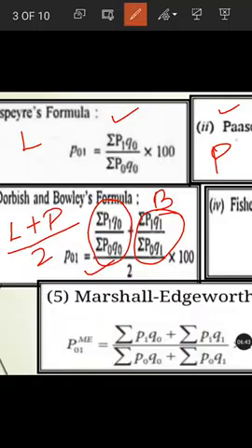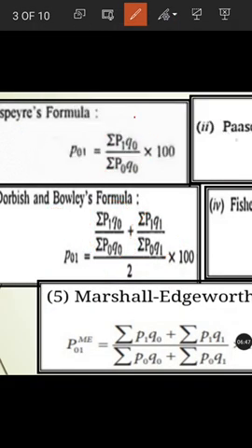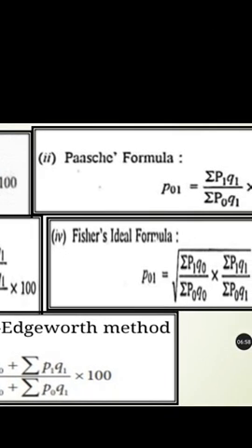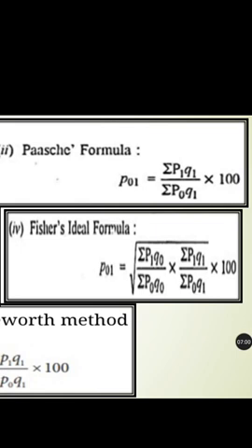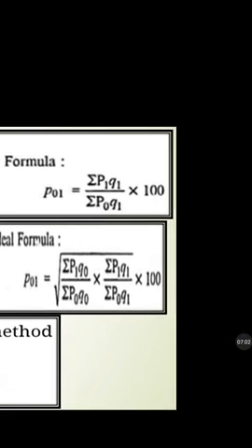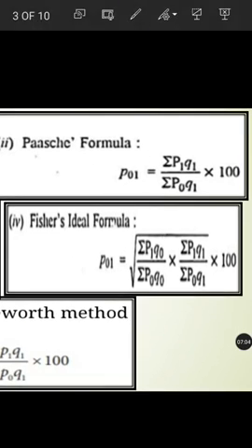So here Laspeyres' method is summation P1 Q0 divided by summation P0 Q0. That is what we have taken here. Now what is Paasche's formula? Paasche's is P01 equal to summation P1 Q1 divided by summation P0 Q1.